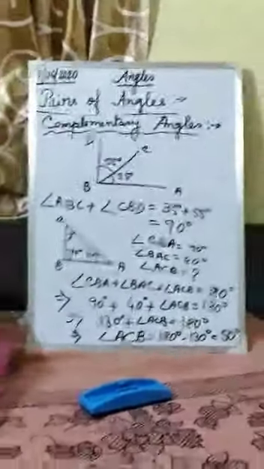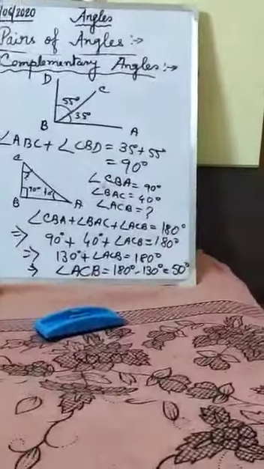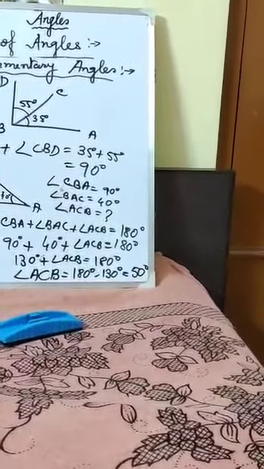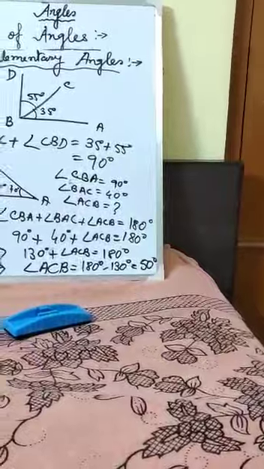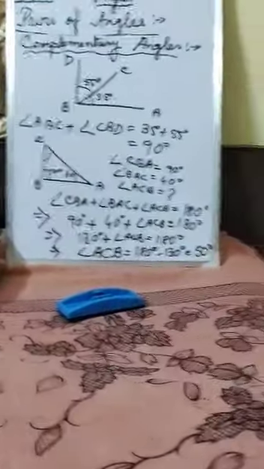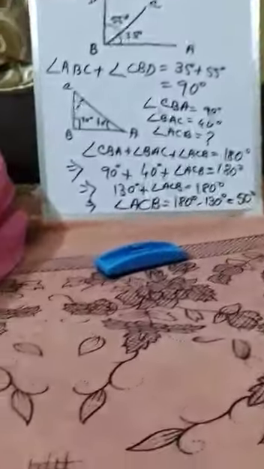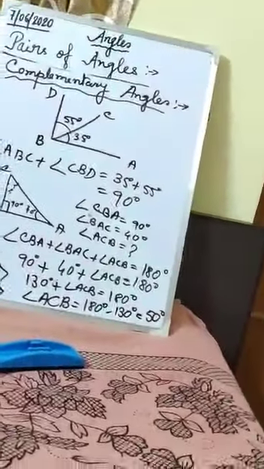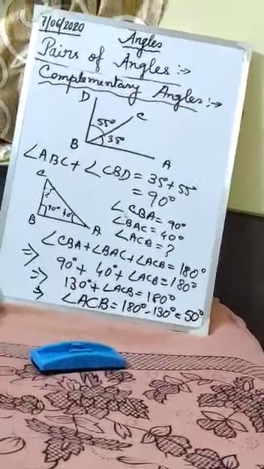Now next is, so 40 degree and 50 degree both are known as complementary angles, because the sum of the two angles, 40 and 50, you get 90. So this is known as complementary angles.